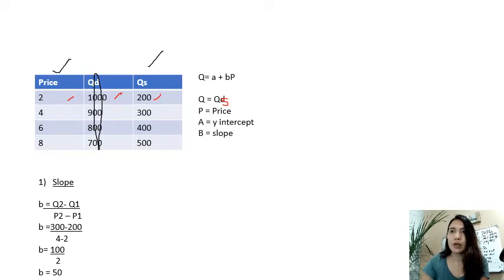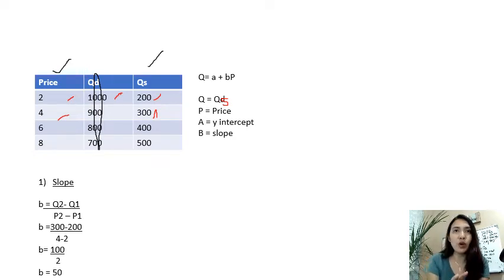So I use 200 and 300. So 300 is my new quantity supplied. 200 is my old quantity supplied. 4 is my new price. And 2 is my old price. So if it's going to be in a case or problem form, it will sound like: as the price of product X increased from 2 to 4, the quantity supplied increased also from 200 to 300. So that's the simplest way to write it in a sentence. So you're just extracting what's the new price, what's the old price, what's the new QS, and what's the old QS.